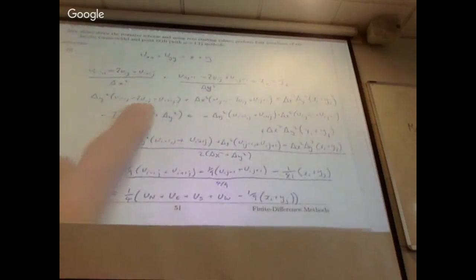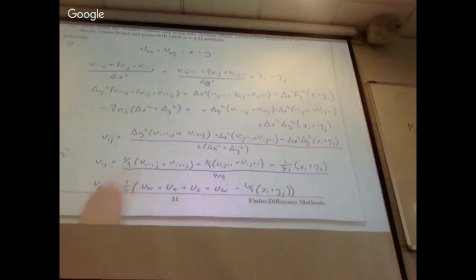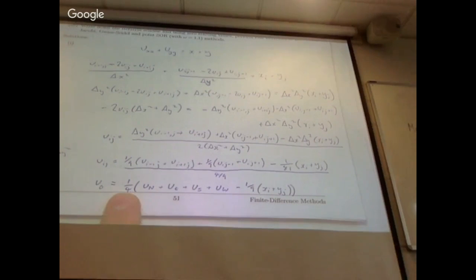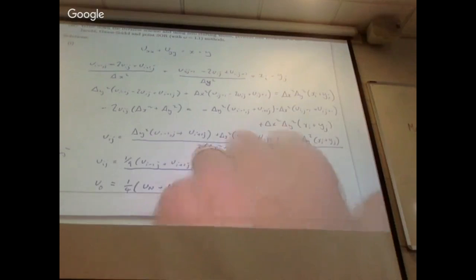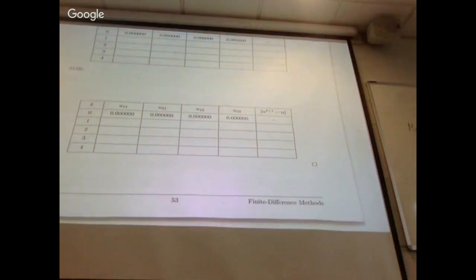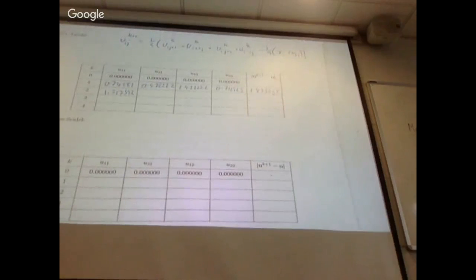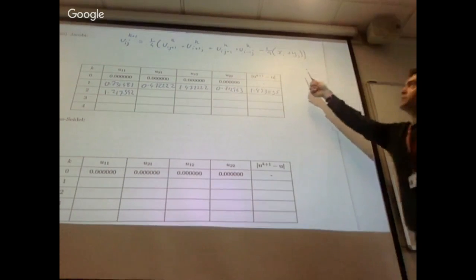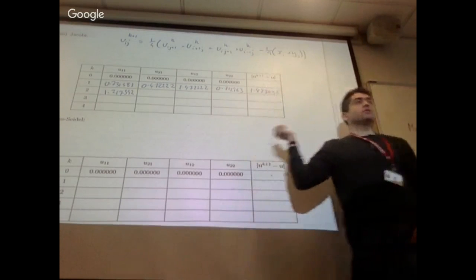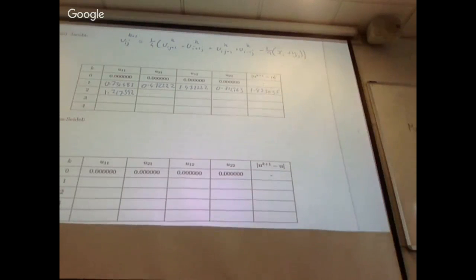Given Poisson's equation, we derived the finite difference method, which is essentially this one down here. There was a quarter of the north, east, south, west nodes minus 1/9 times the coordinates of whatever the current node is, added together. As you can see, I got a bit bored halfway through, if you recall. That was the Jacobi method. Now we're going to do the same for Gauss-Seidel.